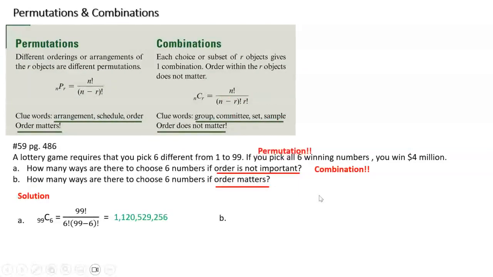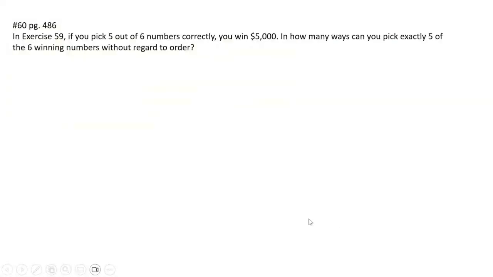So that was going to be permutation. For permutation, it will always be more than combination. So this will give us 806 billion. Oh yeah, it was billion, guys. 281,064,220. Now, in exercise 59, it says if you pick 5 out of 6 numbers correctly, you win 5,000.